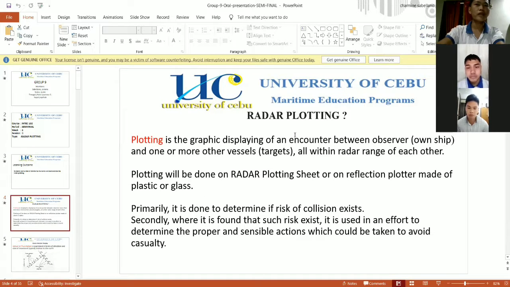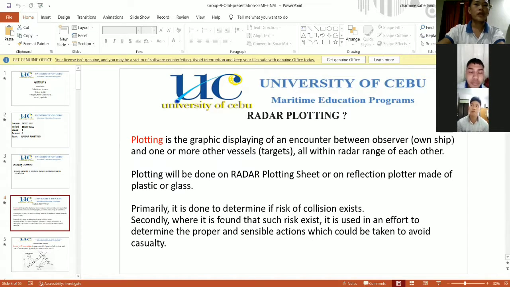Radar plotting is the graphic display of an encounter between an observer on a ship and one or more other vessel targets within radar range of each other. Plotting is done on a radar plotting sheet or on a reflection plotter made of plastic or glass. Primarily, it is done to determine if the risk of collision exists.